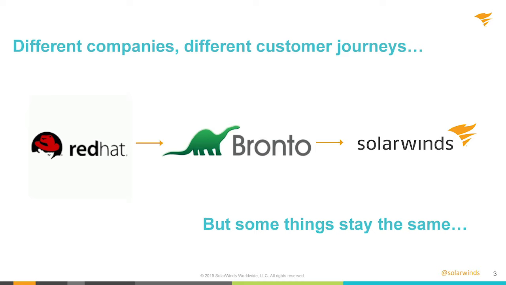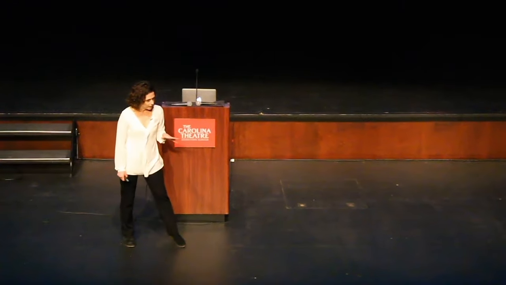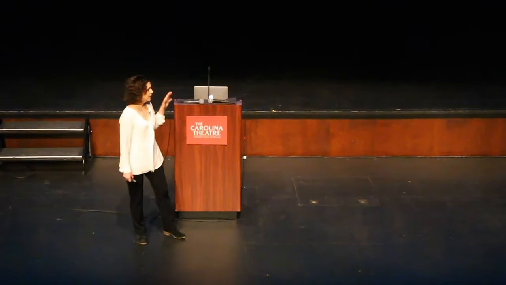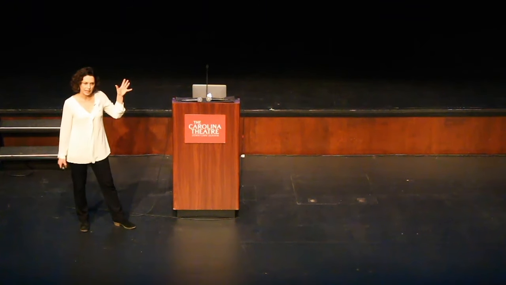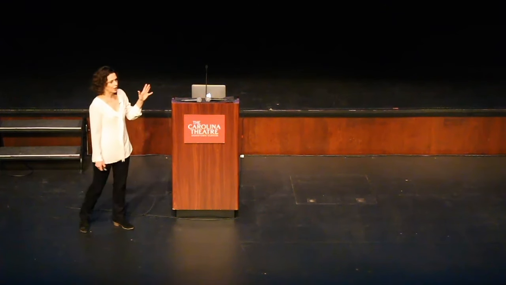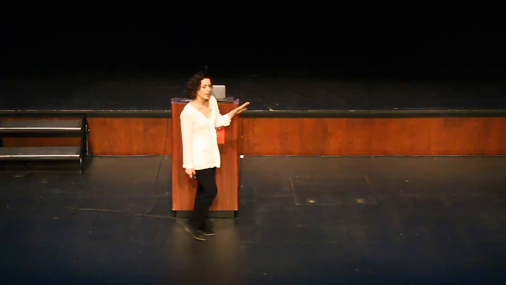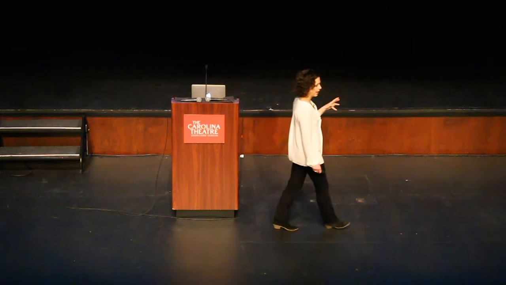And this is what I said earlier when I was at Red Hat, Bronto, and now SolarWinds. The journey is the same regardless. The nuances within the journey differ. And this is this journey chart I really like. It has 7 phases of the customer journey. There's different variations of this journey chart. Some have 5, but they're all basically the same, right?